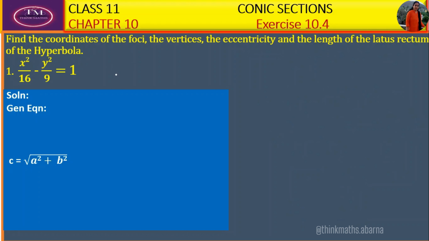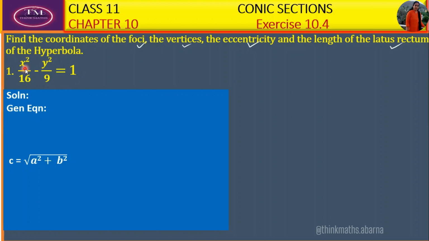Yes. So the first 6 questions deal with finding the coordinates of the foci, vertices, eccentricity and length of the latus rectum of the hyperbola. In the first 6 problems, the equation of the hyperbola will be given. We need to find foci, vertices, eccentricity and latus rectum. Now, let us go to the first problem.